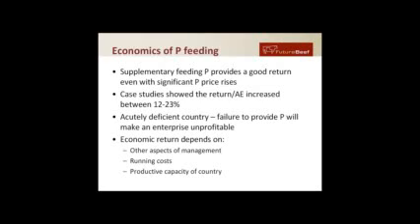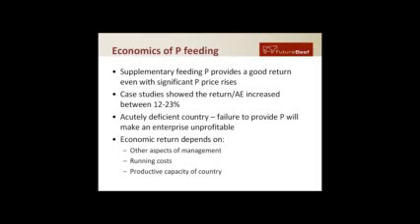Now, the case studies that we've got in the book have shown that the return per adult equivalent, so an adult equivalent being a 450 kilogram dry animal, increased anywhere between 12 to 23%. And that's going to vary depending on a few different things, such as how well other aspects of management are going with a particular property. So if other aspects of management are up to scratch, then the return from supplementing phosphorus is going to be higher. If there's other areas that require improvement in the management of those animals, then the return is going to be somewhat less.